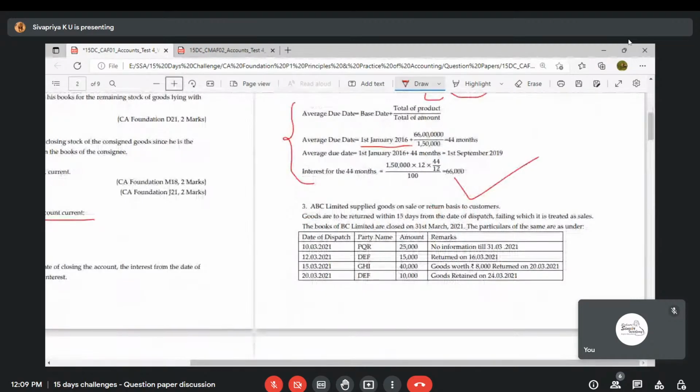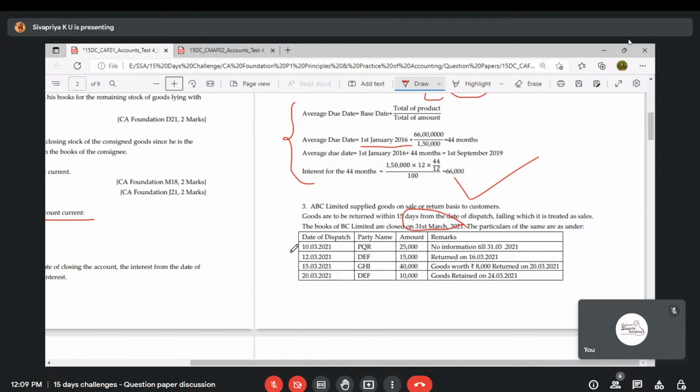In question number 3, ABC Limited supplied goods on sale or return basis to customers, and the goods are to be returned within 15 days from dispatch. Failing which, it is treated as sales. The books are closed on 31st March. The particulars are given as under.